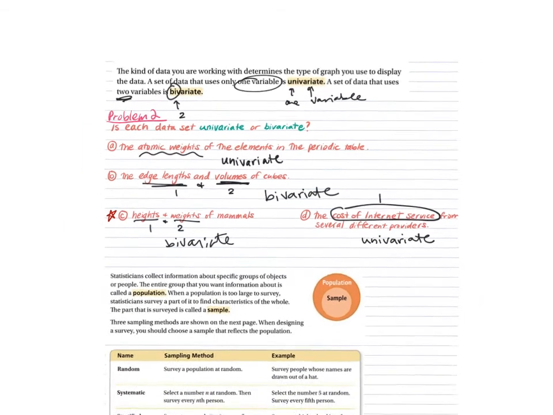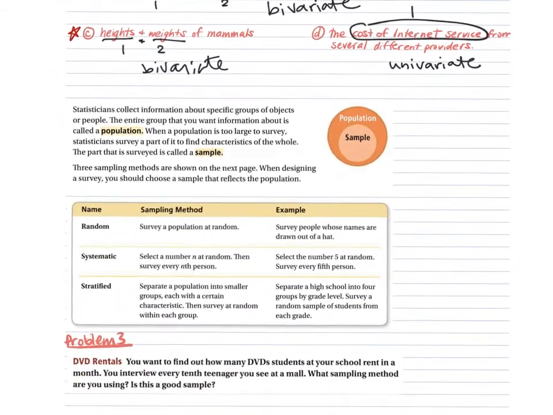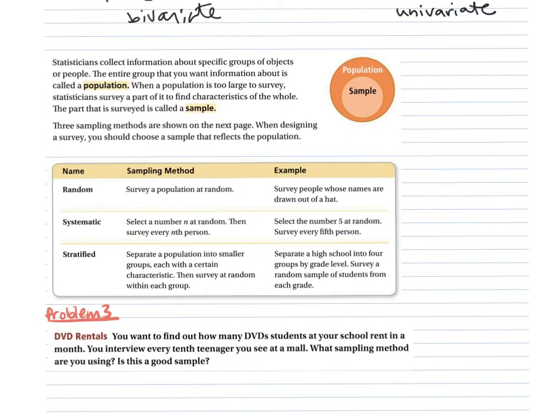Okay, moving on, some more vocabulary. Statisticians collect information about specific groups of objects or people. The entire group that you want information about is called a population. So let's say the population is represented by this circle here. This whole circle is population. When a population is too large to survey, the statisticians survey a part of it to find characteristics of the whole. So you take a piece of it and sample this, right? This is called a sample.